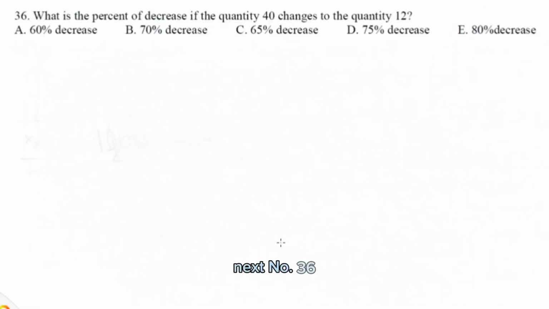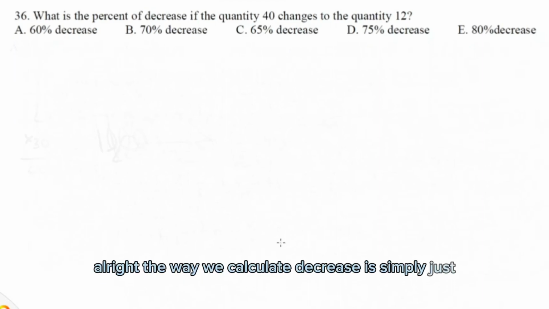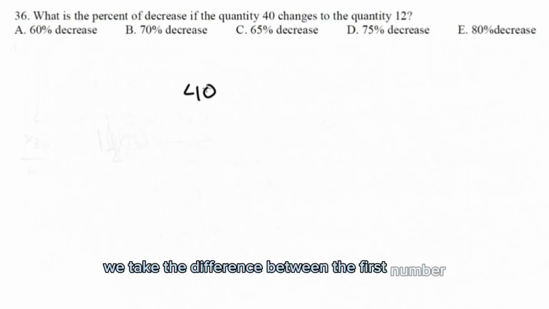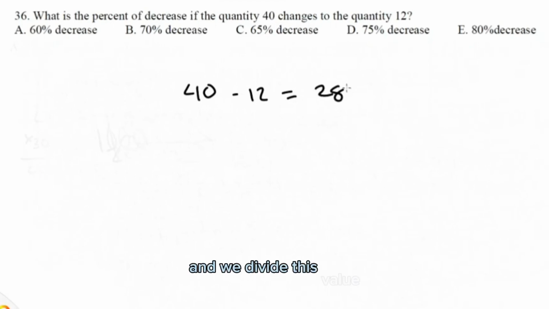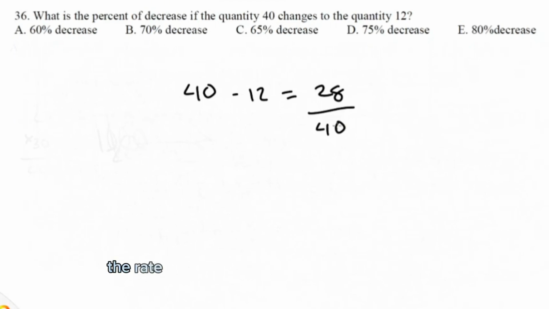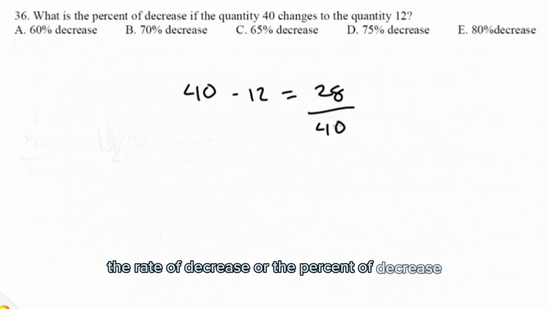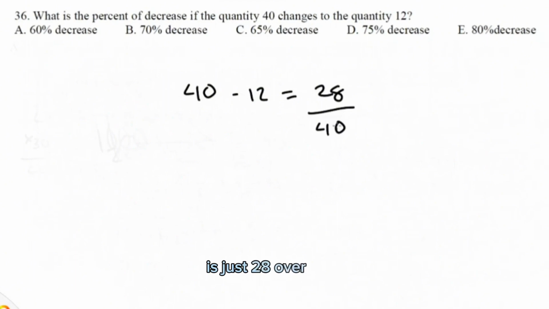Next, number 36. What is the percent of decrease if the quantity 40 changes to the quantity 12? Alright, the way we calculate decrease is we take the difference between the first number and the last number, which is 40 minus 12. So in this case, that's 28. And we divide this value by the first number, which is 40. So the rate of decrease, or the percent of decrease, is just 28 over 40.